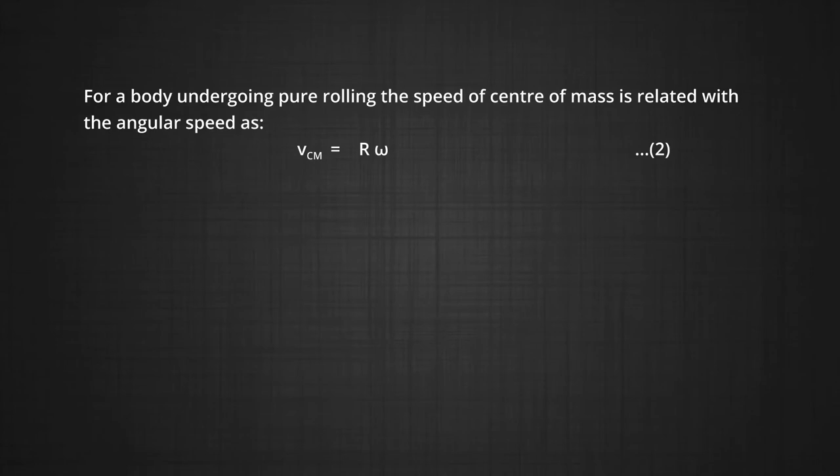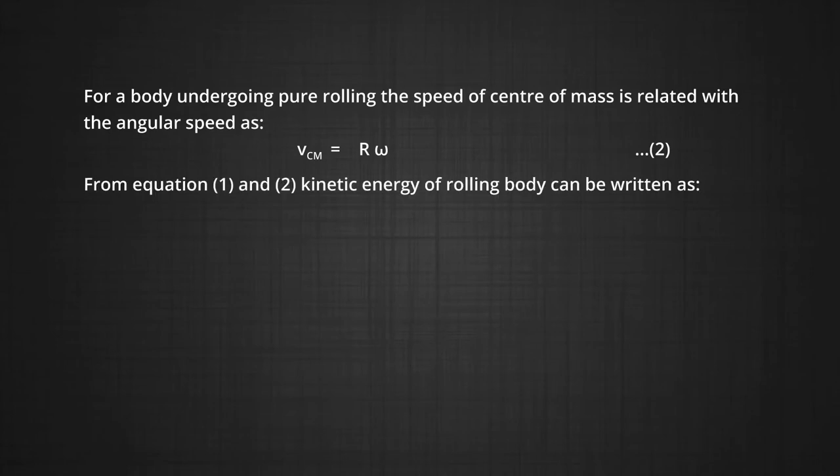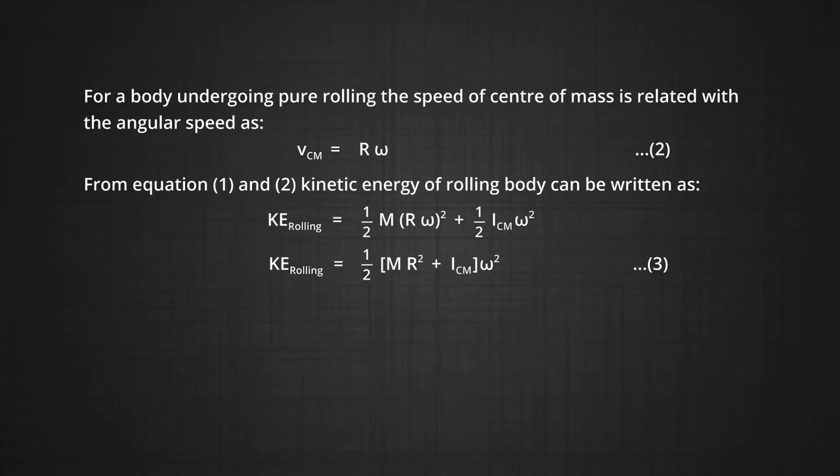Let it be our equation number 2. From equation 1 and 2, the kinetic energy of a rolling body can be written as KE rolling equals half m times the square of r omega plus half I_cm into omega square, which can be further simplified as half can be taken common, (m r square plus I_cm) into omega square. This gives us equation number 3.